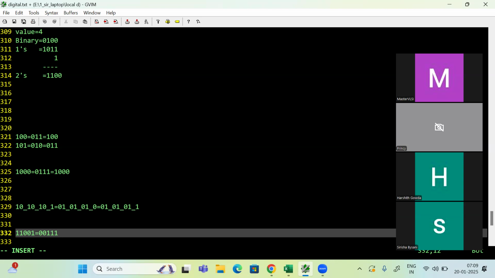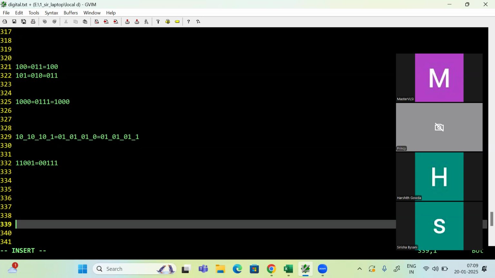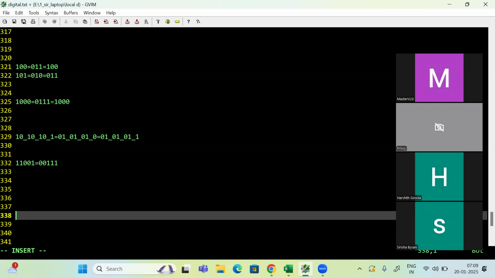So now, one more thing. Here, one's complement is clear. Two's complement is clear. Now, 7 and 8, one more. 1 0 1 1 1 0 1. 1 0 triple 1 0 1.